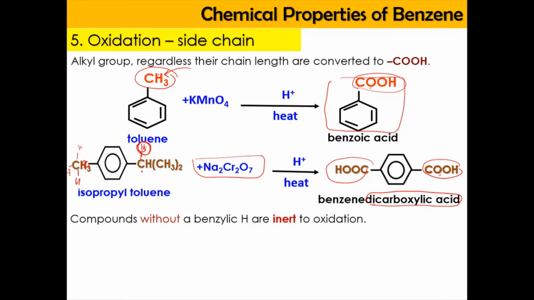Okay, dia tidak kisah how long the carbon chain is. So in this case, if I were to expand the structure, I will have CH3 and CH3. Okay, and H here. However, even though I have a longer carbon chain here in comparison to this one, the product that I form on this side is going to be the same. So this is what is meant by this statement here. Alkyl group, regardless of their chain length, tidak kisah panjang mana sekalipun, bila dia ada benzylic hydrogen, it is going to be formed into a carboxyl group. Okay, without a benzylic hydrogen, they are inert to oxidation.